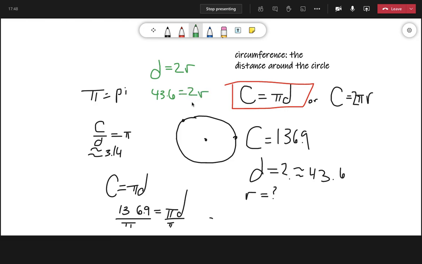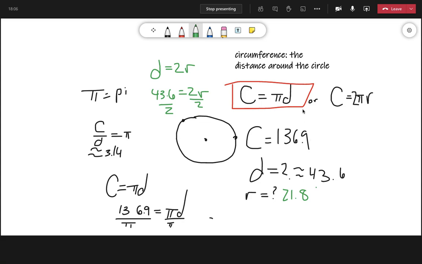We need to get r by itself. The 2 is multiplying the r. We're going to do the opposite. We're going to divide by 2. 43.6 divided by 2 is going to be about 21.8. And that is our radius and our diameter.